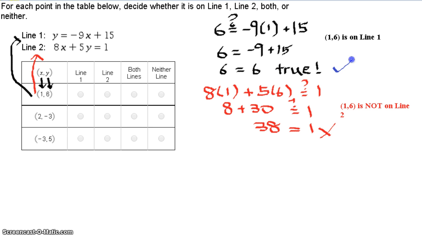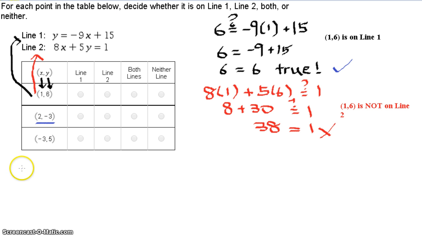In this case, this is true. So the point (1, 6) is on line 1. However, when we substitute the point (1, 6) into the equation for line 2, the left does not equal my right. So the point (1, 6) is not on line 2. Okay, so we just do the same thing for other points. So now let's test with the point (2, -3).